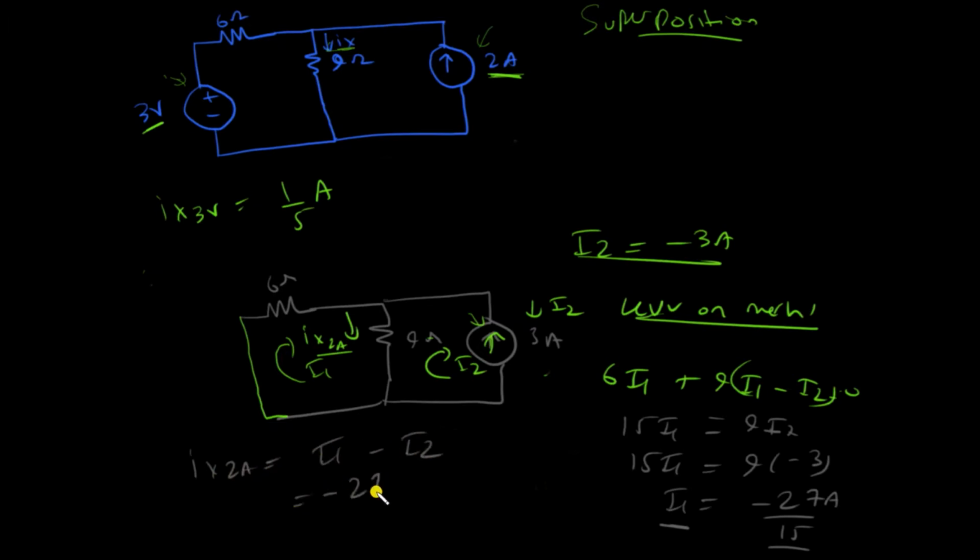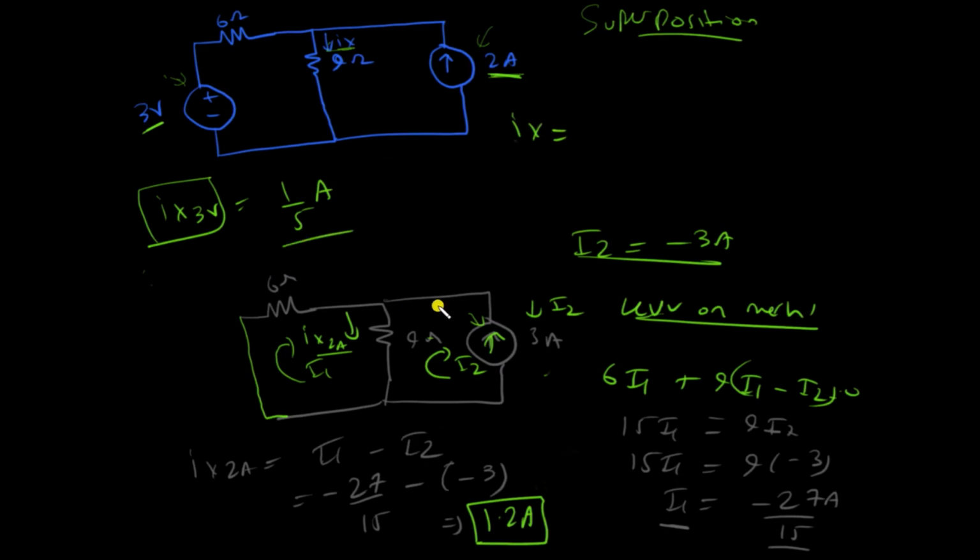So I'll just do it, divide, minus 3, and this gives me a value of 1.2 amps. So this is the Ix 2 amps, and this is my Ix 3 volts. So these are the two responses due to the independent sources. So to get the actual Ix, I'll just add these two up. So that would be plus 1 over 5, and this gives me a value of 1.4 amps. So this is the answer of this problem.